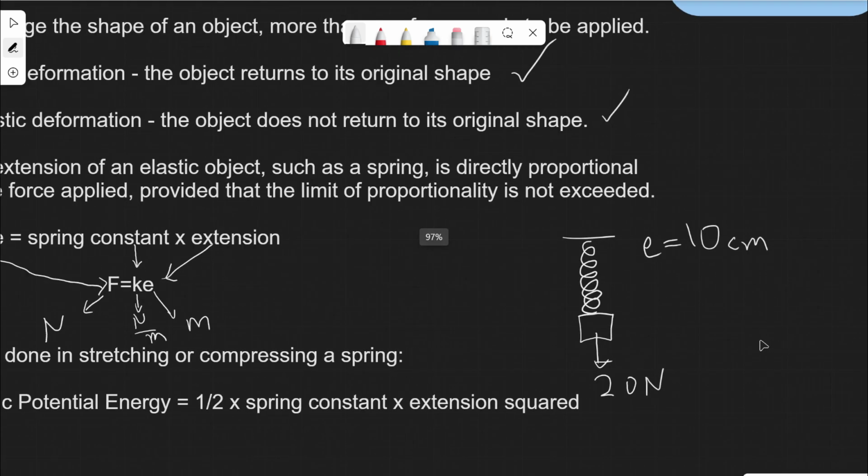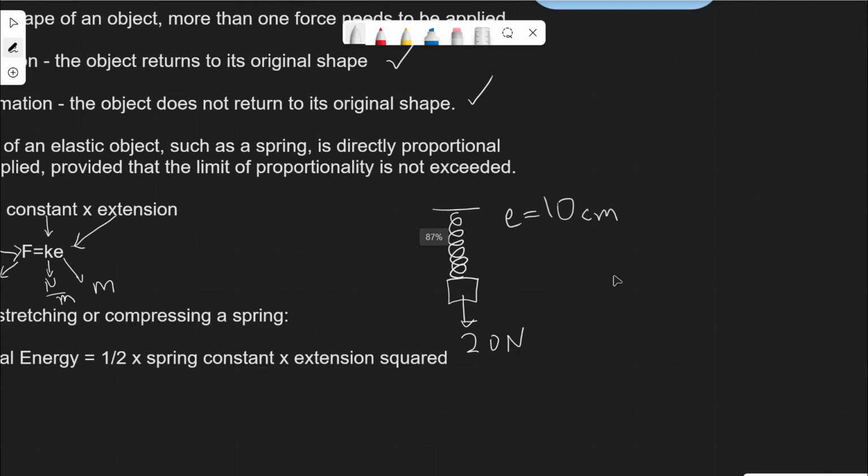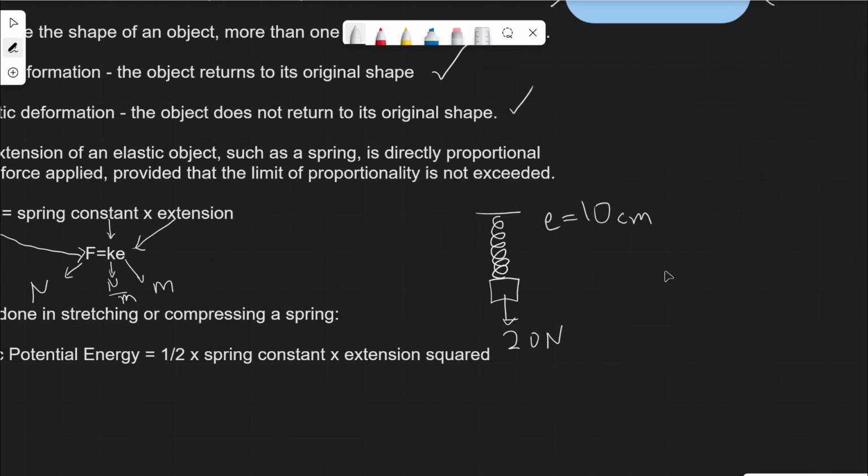So what we have across here is just a little spring with a force of 20 newtons acting vertically downwards, and this spring is being stretched by an amount which is equal to 10 centimeters. So let's see if we can figure out what our spring constant K is. So this is our unknown.